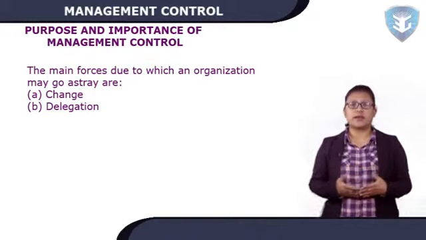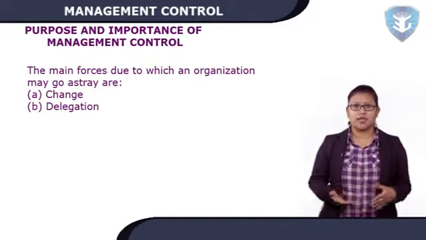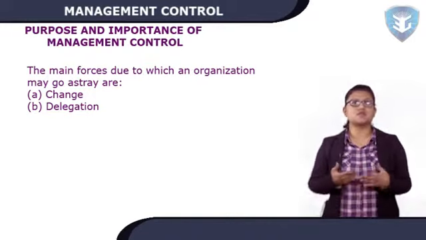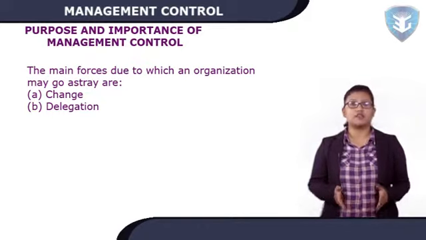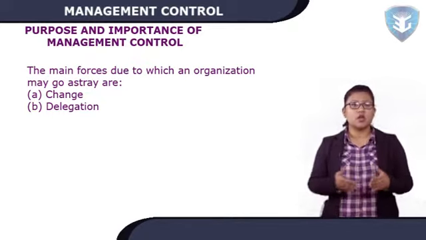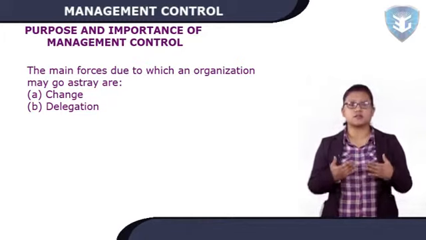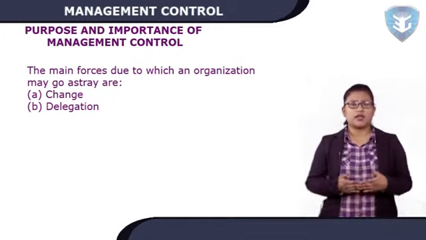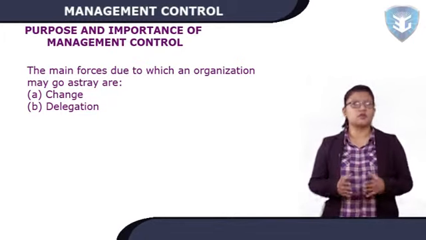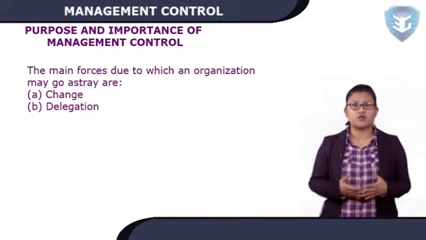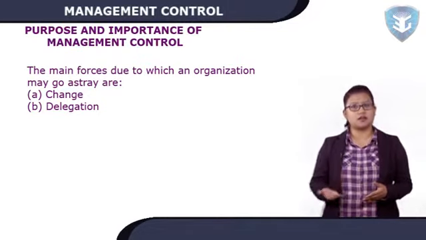Delegation. When a manager delegates authority, his responsibility to his own superior is not reduced. A manager needs a control system to determine whether his subordinates are accomplishing the tasks delegated to them. In the absence of a control system, he will not be able to check on the subordinates' progress, and corrective action cannot be taken until after failures have occurred.